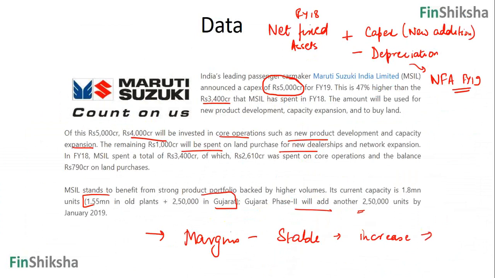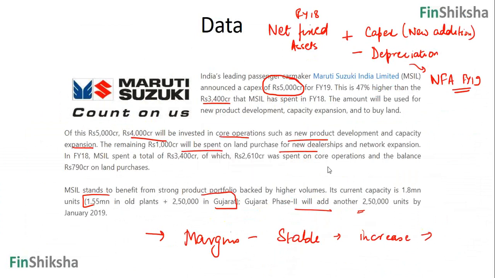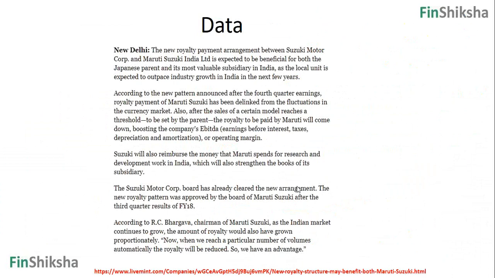And I'll tell you why we are expecting margins to increase. In fact, margins might increase because there is a new royalty agreement between Suzuki and Maruti, and that's going to be beneficial for both the entities. According to the new pattern, the royalty payment of Maruti is insulated from the fluctuations in the currency market. That's positive one, right? Also, after sales of a certain model reach a threshold that is to be set by the parent, royalty will come down. That's positive two.